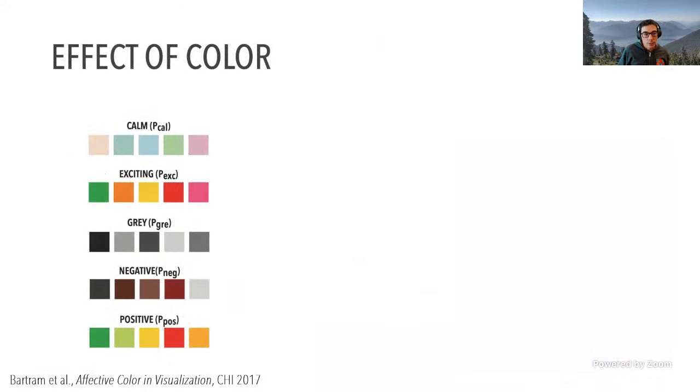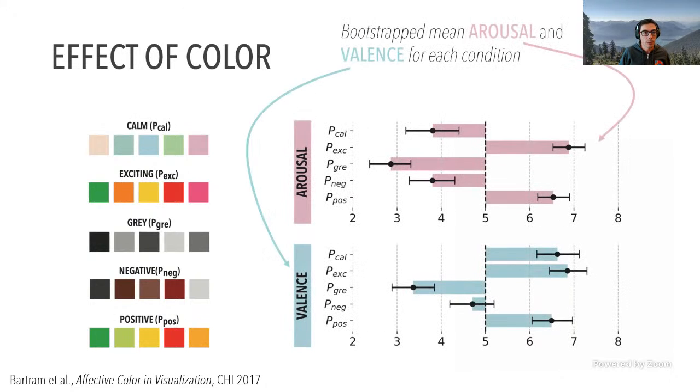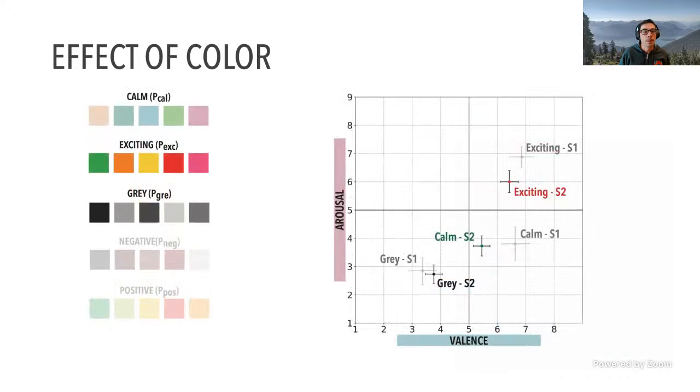In our first study, we looked only at color palettes that had been developed in previous work by Bartram and colleagues. We analyzed perceived arousal and valence using bootstrap 95% confidence intervals, which we use for all our analysis. We show deviation here from the central value of the 9-point arousal and valence scales. And we did find differences between palettes, both in terms of arousal and in terms of valence. And we were further able to find palettes that consistently fell into 3 of the 4 quadrants that are defined by this 2D arousal valence space.